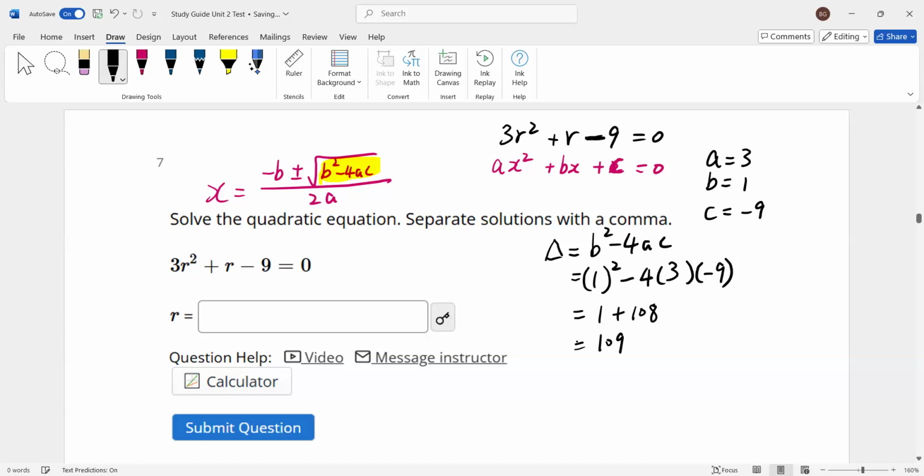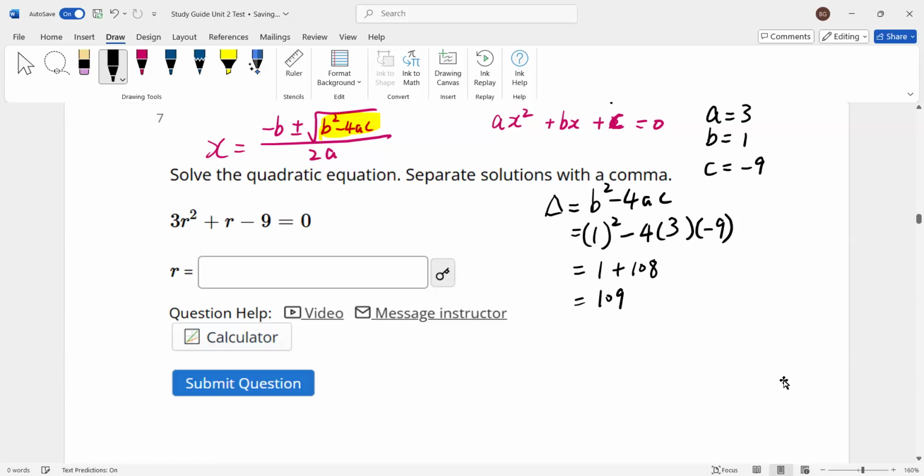109. So we made the correct decision not to try factoring. It seems the left side of this equation is not factorable in the rational number set because delta here is not a perfect square. That means our solution is going to have a radical, a square root. Yes, 109 is not a perfect square, so our result is going to be two irrational numbers.